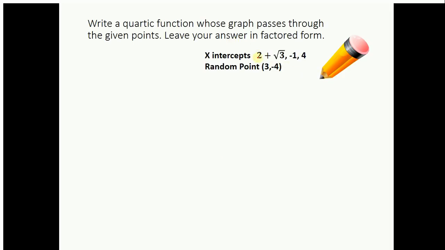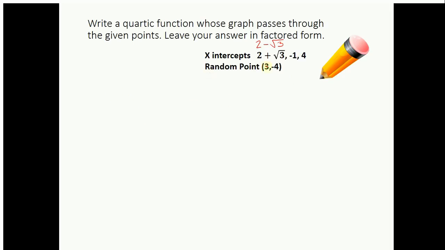Remember, guys, this 2 plus the square root of 3, you normally also get 2 minus the square root of 3, right? Keep in mind, if you have the positive version of that, you're also going to get the negative version of it as well, just because of how the square roots work. Then we also have a random point of 3, -4.